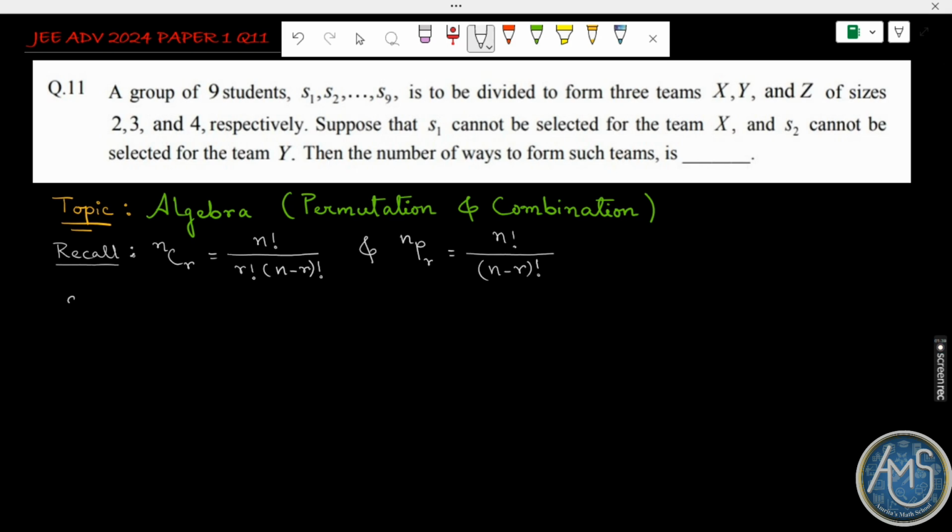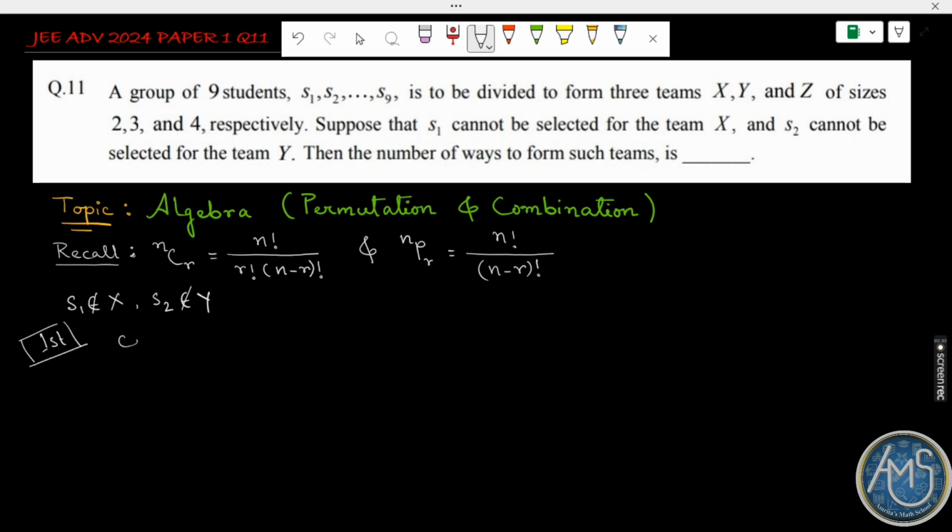It is given that S1 doesn't belong to X and S2 doesn't belong to Y. We will solve this question in 2 ways. So let's start the first way. If S1 doesn't belong to X and S2 doesn't belong to Y, we can think like S2 can belong to X or S2 cannot belong to X.